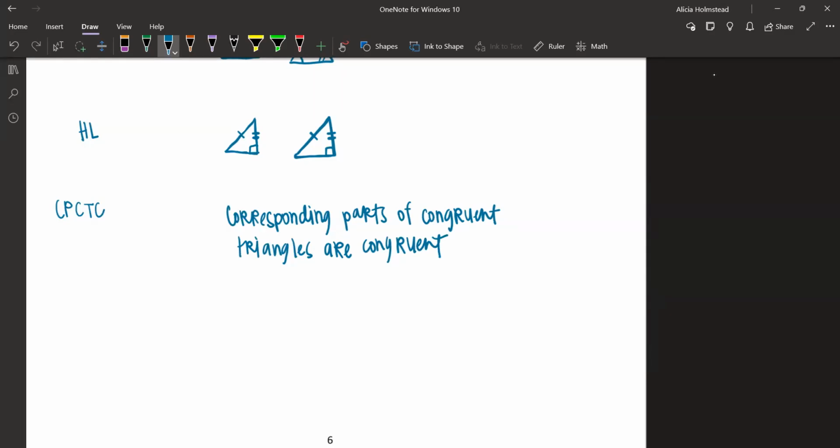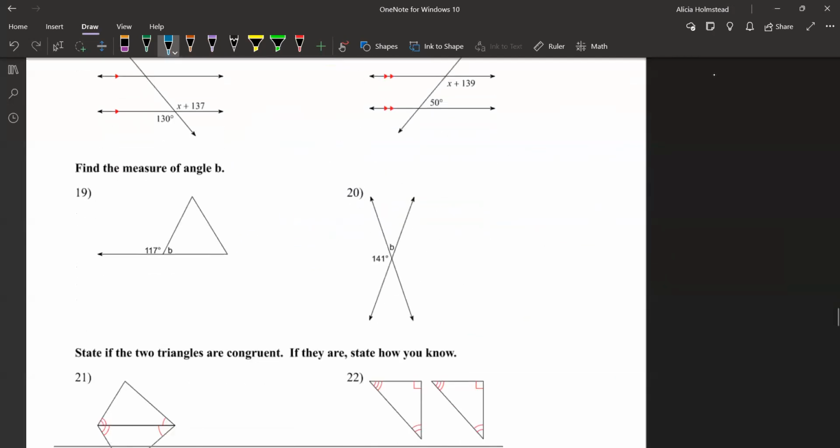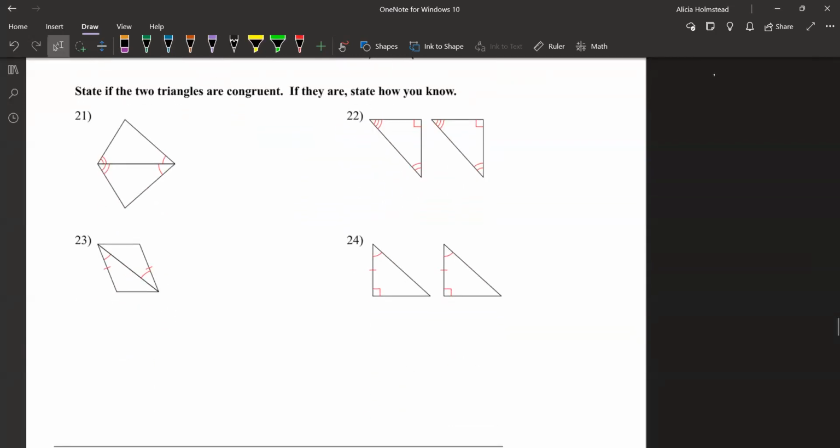Okay, let's look at a couple from your homework. So I'm going to scroll down to question number 21. It says, state if the two triangles are congruent. If they are, state how you know. Looking at the two triangles on 21, we've got an angle here that's congruent to that angle there. This angle is congruent to this angle. But we also know by the reflexive property that this is equal to itself. And if we look at that, that's angle, side, angle. And fortunately for us, that is one of our types of congruencies. So we know that these are in fact congruent.